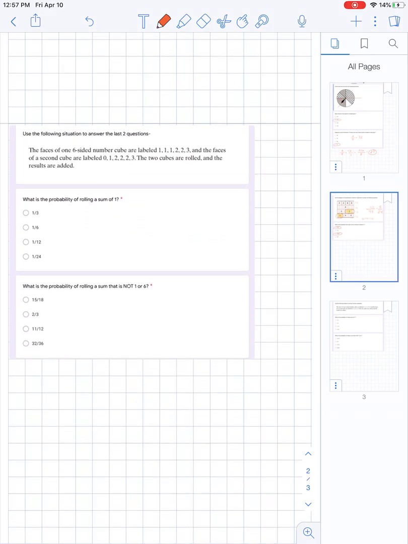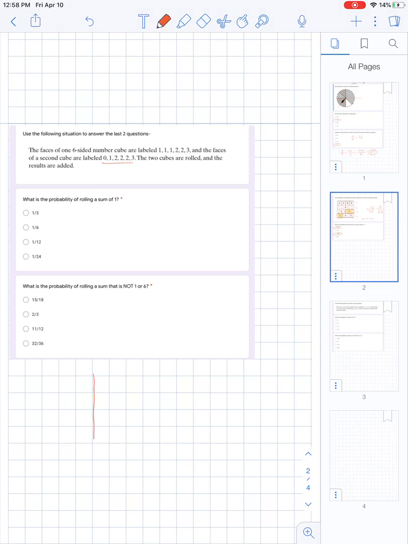Moving on. The faces of one 6-sided number cube are labeled 1, 1, 1, 2, 2, and 3. And the faces of a second cube are labeled 0, 1, 2, 2, 2, 3. The 2 cubes are rolled and the results are added. So what is the probability of rolling a sum of 1? Finding any probability with this, because there are 6 of each, 1, 2, 3, 4, 5, 6, yep. You could use a tree, you totally could, but imagine that we did that. 1, 1, 1, 2, 2, 3, and then we'd have to have 6 branches off of each of these. It gets really cluttered and really busy.